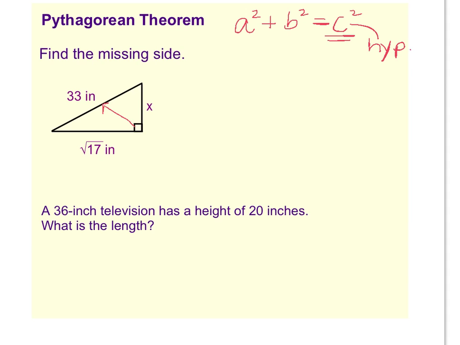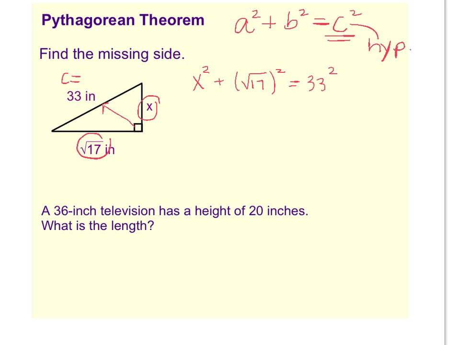For the a and the b, the other two sides, it doesn't really matter what you plug in as long as your side c is the hypotenuse. So when we do our Pythagorean theorem, we'll do a squared plus b squared, using these two sides for our a and our b. Here I'll use x for a. So x squared plus b squared, the square root of 17 squared, equals c squared.